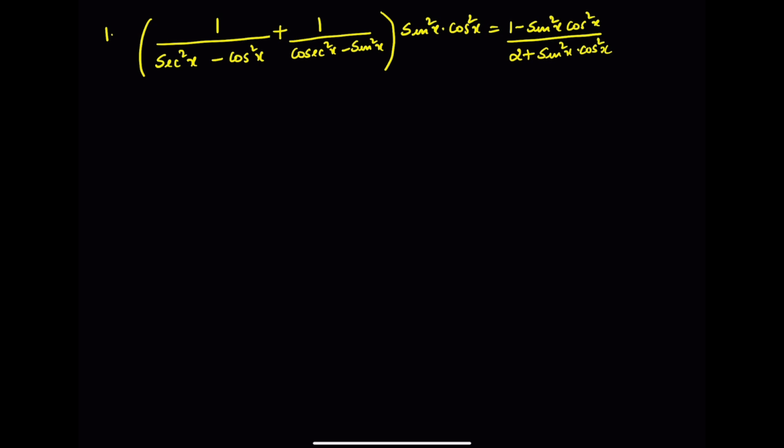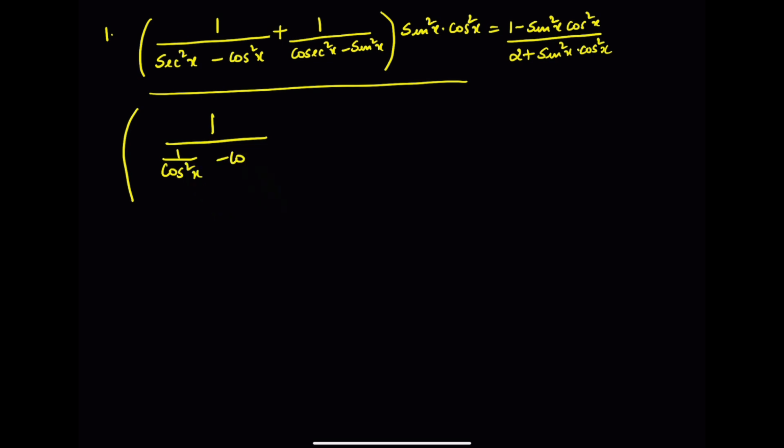So what we'll do is, on the left hand side of this equation, we will change all the values to sin or cos. So let's change secant to cos and cosecant to sine. So let's start with that. So the left hand side would be 1 by cos square x minus cos square x plus 1 by sin square x minus sin square x times sin square x cos square x.